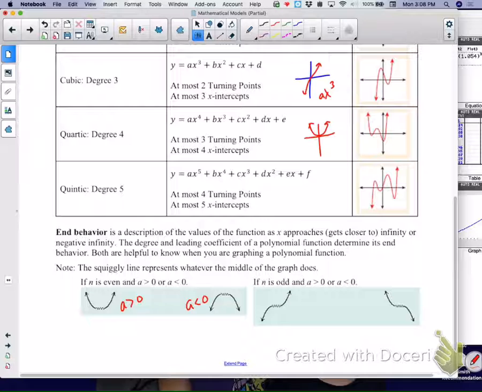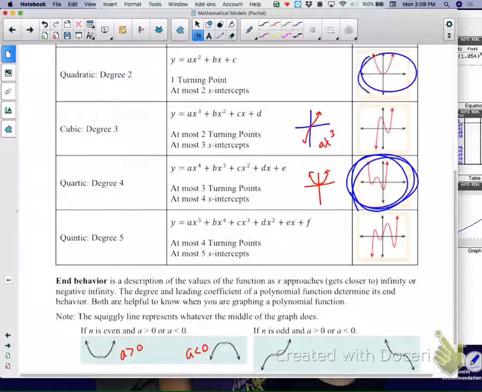Essentially, if it's even, both ends go up when it's positive, and both ends go down when it's negative. The squiggly line, that's just because I don't know what it's doing in the middle. To give you an example up here on my quartic, it's doing a little wiggle there in the middle. But that's the same general idea as this graph right here. That graph just isn't doing a wiggle at all.